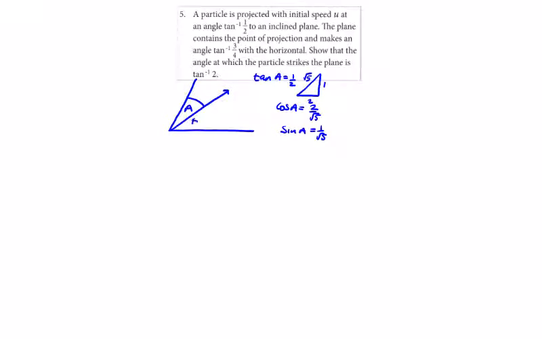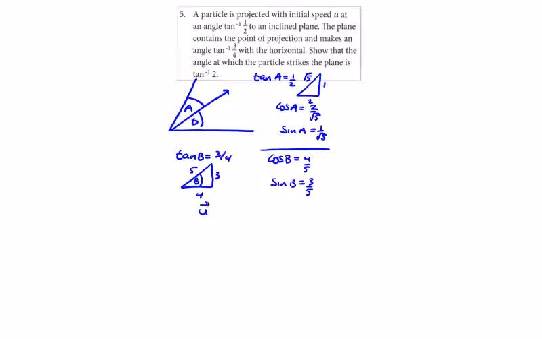And then here we have the angle B. We're told that the plane containing the point of projection makes an angle inverse tan 3 over 4. So we can say that the tan of B is equal to 3 over 4. Put your angle in, opposite over adjacent. So the cos of B is equal to 4 over 5. Sine of B is equal to 3 over 5.